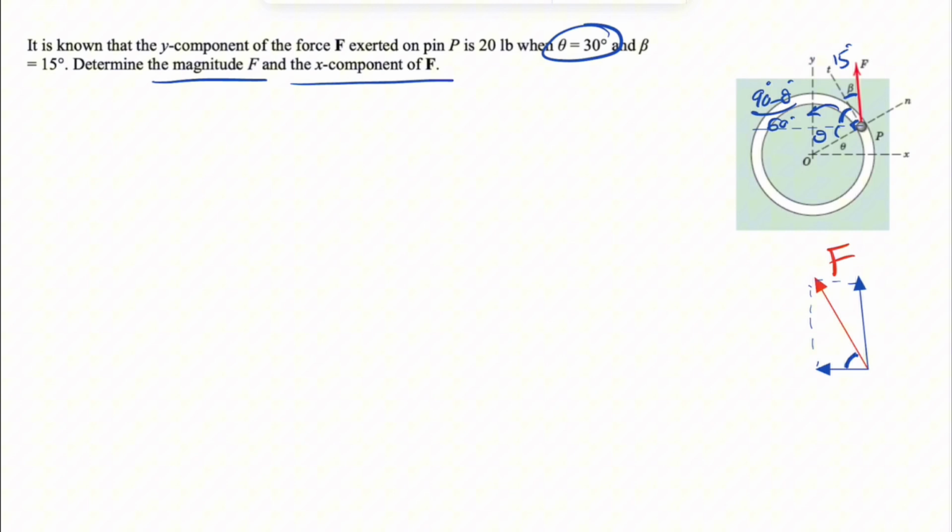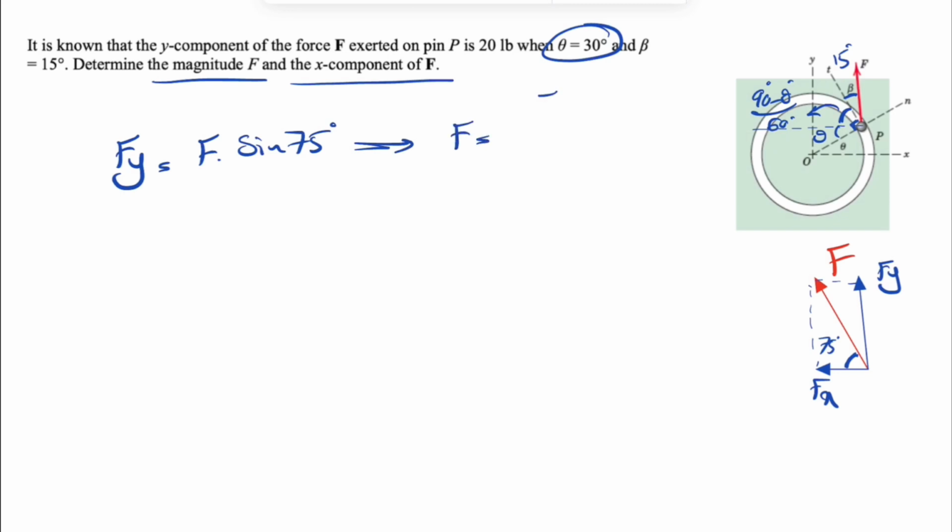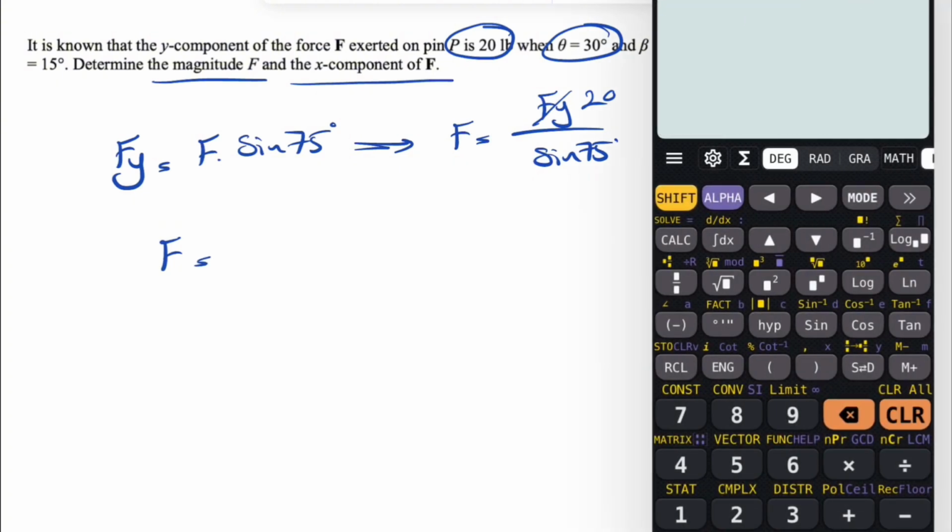So this angle would be 60 plus 15, or 75 degrees. So now that we have that, we know this will be our Fy and this will be our Fx. So Fy would be F sine of 75 degrees. And if we want to find F, we simply have Fy over sine of 75. We know Fy from the question is 20 pounds, so this will be 20.